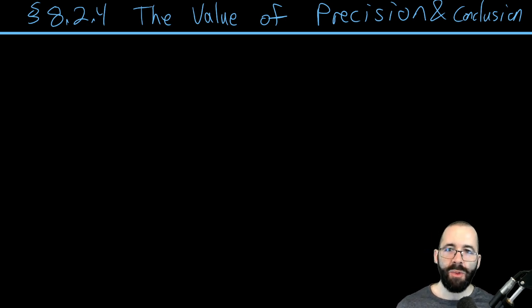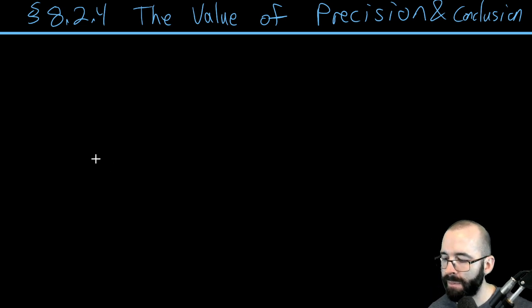Welcome to the end of chapter 8. So we're going to talk about why precision is important, as well as the nice precision that we get from predicate logic that English doesn't get. And we'll make a conclusion for this chapter as well.